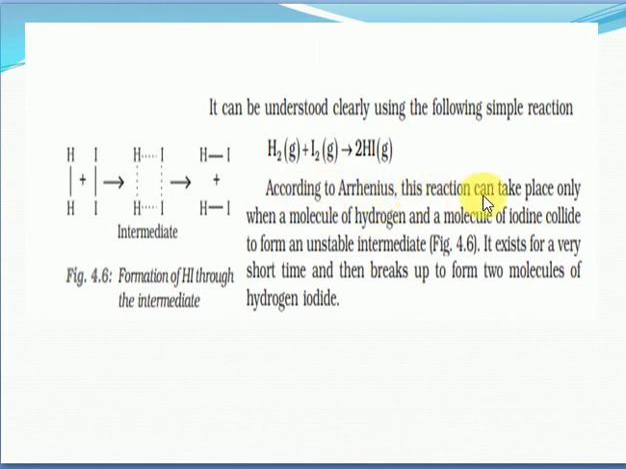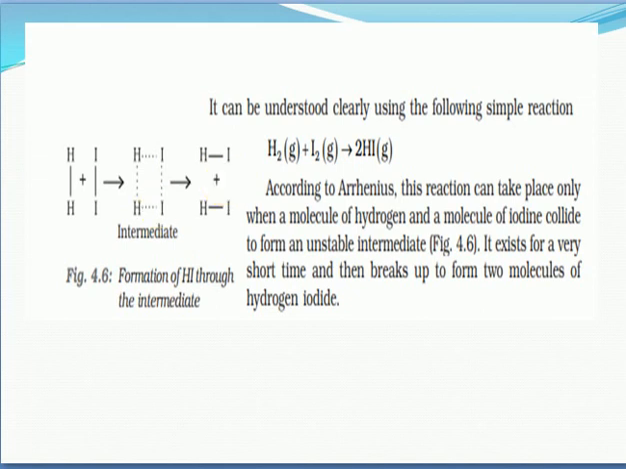According to Arrhenius, the reaction can take place only when the molecules of hydrogen and iodine collide to form an unstable product. Whenever these two molecules collide, they form an intermediate product. This intermediate product is unstable, and only then does it give the product. If the intermediate product is not formed, the reaction will not take place. This is said by Arrhenius. According to collision theory also, whenever reactant molecules react, they form one intermediate state and then give the product.